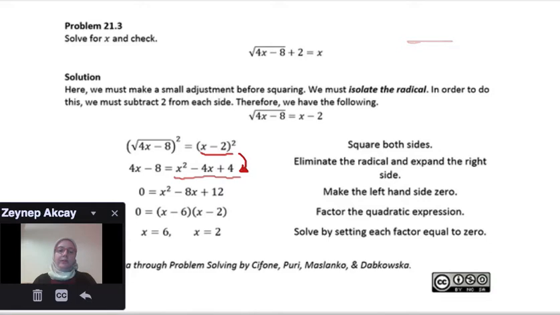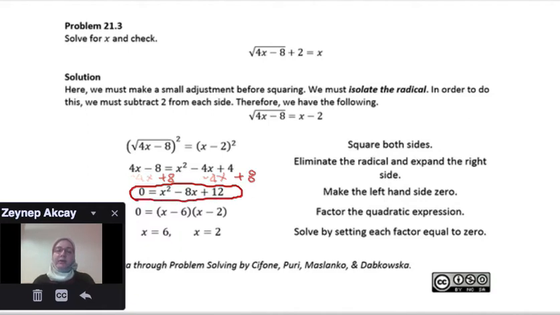Okay, so on the left side we had 4x minus 8. So we end up getting a quadratic equation, because we have an x squared term here. So we can just set this equation equal to 0 by subtracting 4x from both sides and by adding 8 to both sides. So we set this equation equal to 0. x squared minus 8x plus 12 equals 0.